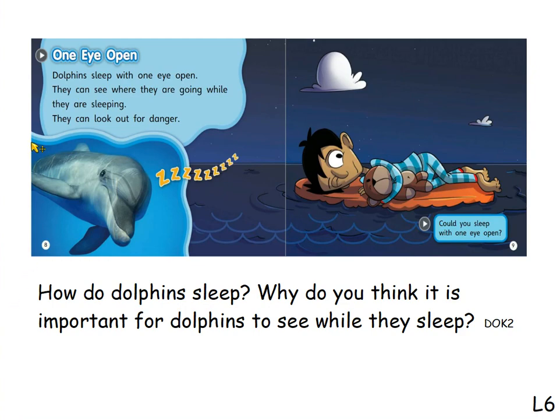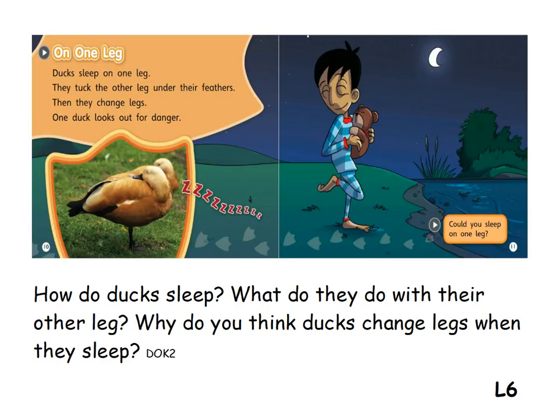We can also make a connection between the illustration that the author is showing us and the text where it talks about dolphins sleeping with one eye open. Our next set of questions says, how do ducks sleep? What do they do with their other leg? Why do you think ducks change legs when they sleep? Let's go back and reread page 10 together to see if we can find our answers.